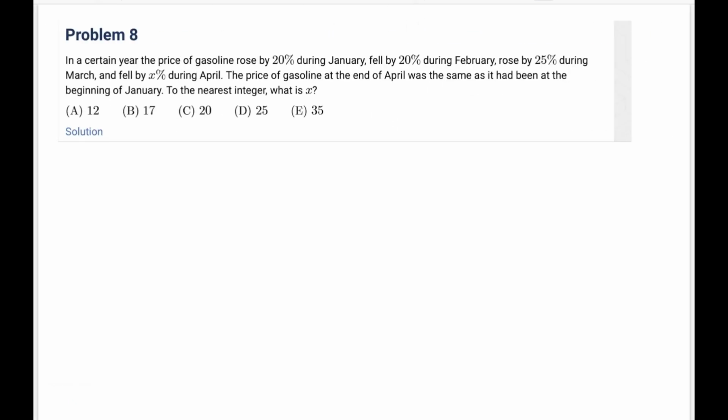In a certain year, the price of gasoline rose by 20% during January, fell by 20% during February, rose by 25% during March, and fell by X% during April. The price of gasoline at the end of April was the same as it had been at the beginning of January. So let's say it was A at the beginning of January, and it rose by 20%, so times 6 over 5, and then fell by 20%, so 4 over 5, and then rose by 25%, so 5 over 4, and then fell by X%, and then this equals A, right? So for it to equal A, these two cancel, right? So this would have to be 5 over 6.